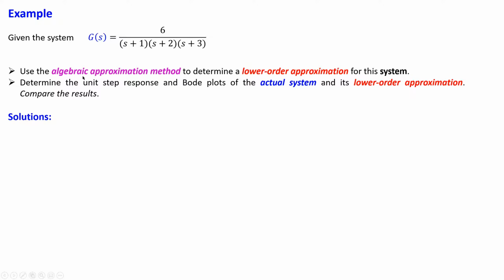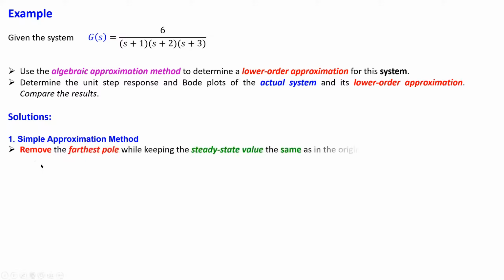Of course, they want the accurate approximation method. We will also use the simplified approximation method to compare that with the actual system response. The simplified form of the approximation says to remove the farthest pole while keeping the steady state value the same as in the original system. We already discussed this, because this pole is very close to these two poles. The approximation in the brute force form will not give you a very accurate result, but we will do it anyway, and we will see what the difference is between the actual system, this approximated system, and the a little bit more accurate approximation method we will do later on.